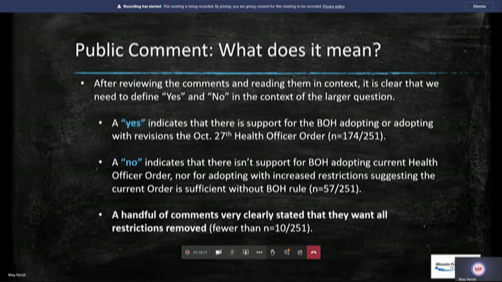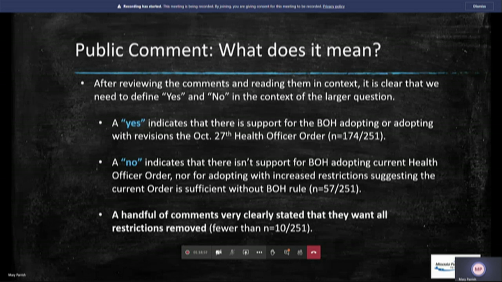A yes meant that the individual was supportive of the Board of Health adopting, or adopting with revisions, the health officer order from October 27th. A no primarily indicated no further restrictions, is what I was reading. It was "please, no more additional restrictions," which is a little bit different than a straight no. So there were some people saying, please do not add additional restrictions.